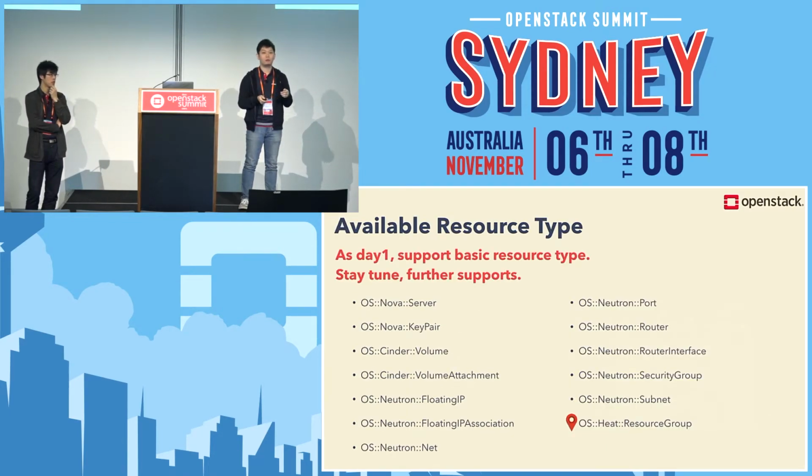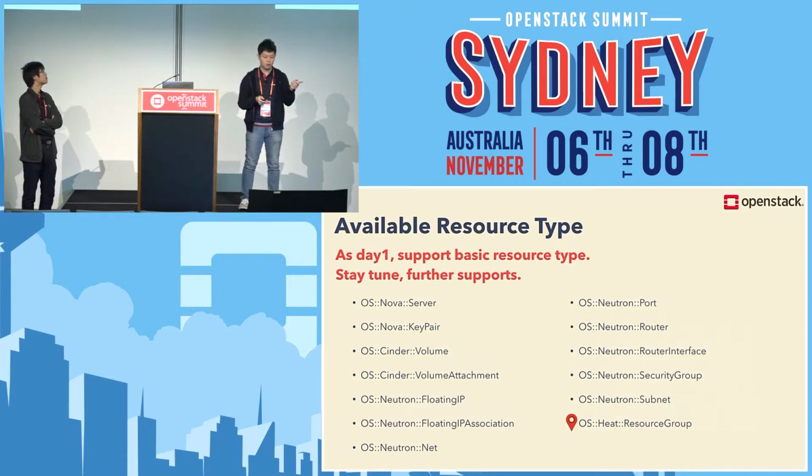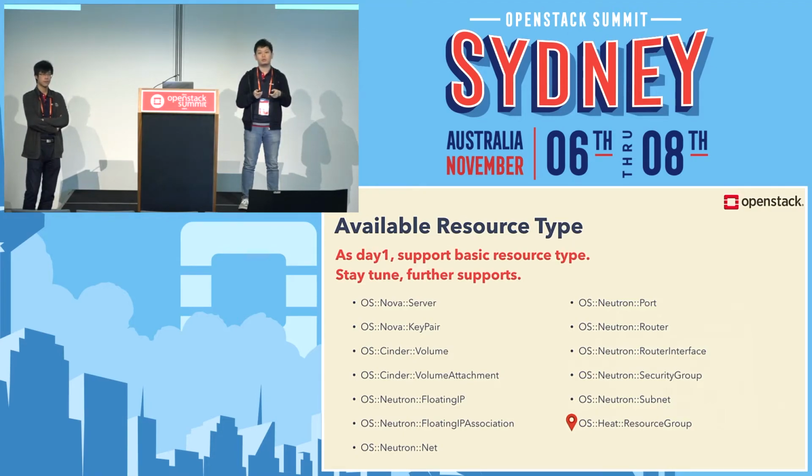And also, with the Queens release, we will support those really fundamental resource types: Nova server, Cinder volume, and so on, Neutron net, like that. One particular thing is OS::Heat::ResourceGroup. In the beginning of this presentation, I told you that's a really powerful function to multiply the resources you want. So I think the supported resources are a bit few, but I hope this function can work for larger stacks also.